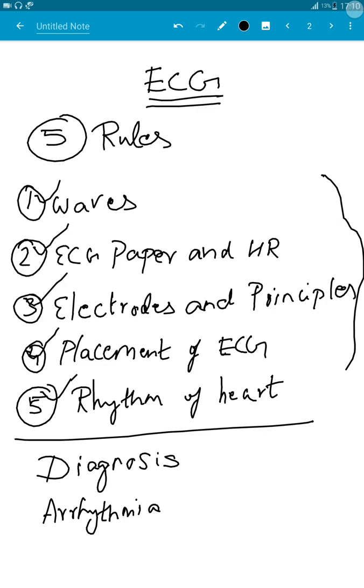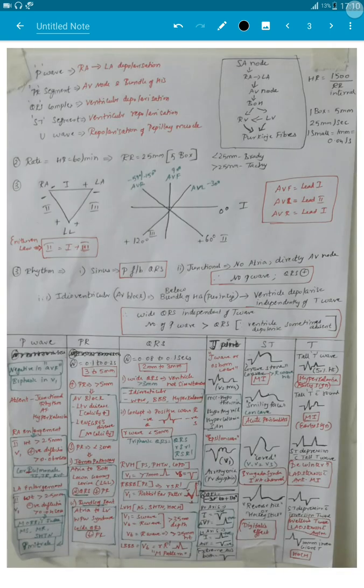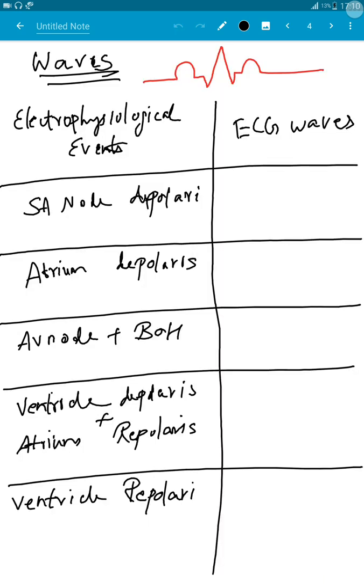In the next video, we can discuss some of the diagnosis and arrhythmia. So we can go in detail. And this is a small paper which shows the entire ECG. You can take a screenshot of it and watch the full video so that you will understand what is in this paper. First we can discuss the waves.